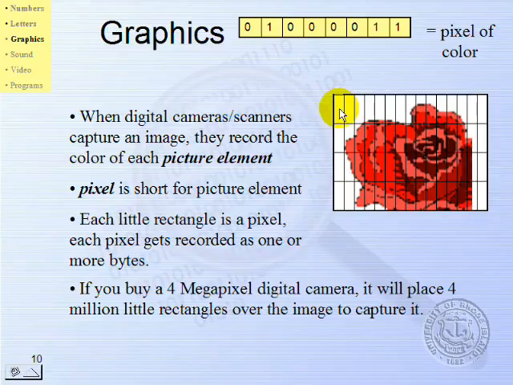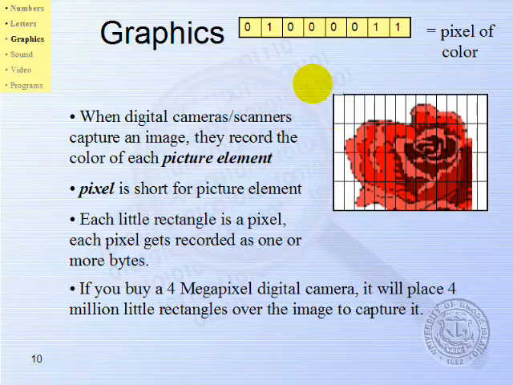These days, if you buy a digital camera, say you buy a 4 megapixel digital camera, we saw earlier that mega means millions. So a 4 megapixel digital camera will be using 4 million pixels, or little grids on the image that it's seeing, to capture the image. Then the computer stores for each pixel a byte value indicating what color that pixel is.